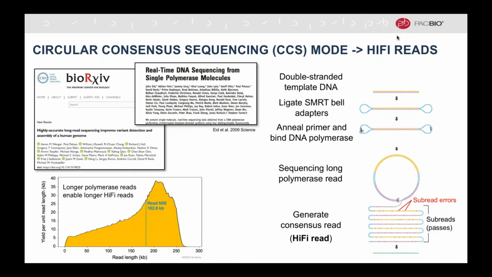Library molecules are shown in the upper right of this slide, where a double-stranded DNA template is ligated to hairpin SMRTbell adapters. When the sequencing process occurs, the polymerase can make multiple passes around the circular template molecule, generating a long polymerase read. Polymerase reads are then processed into individual subread sequences, which each represent the template, and finally, a consensus sequence of the subreads is generated. And this high accuracy consensus sequence is a HiFi read.